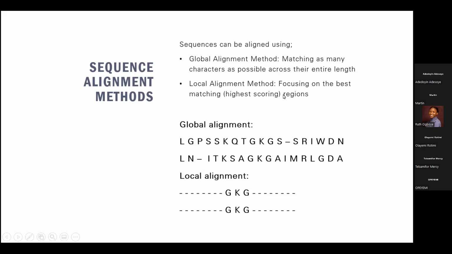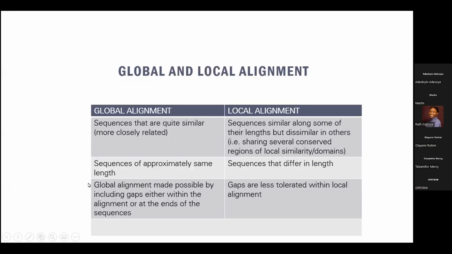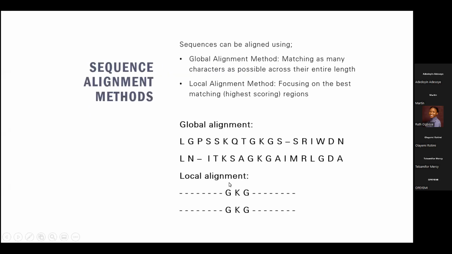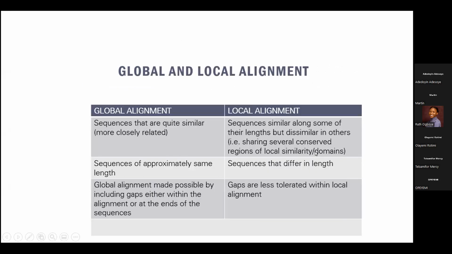And we're trying to match them across each length. While the local alignment method focuses on the best matching regions. It just focuses on the highest scoring regions, the regions that have the best matches. So here we can see that it is focused on just one region, not the whole length, while this one focuses on the whole length of the sequences. So those are the differences between local and global alignment.